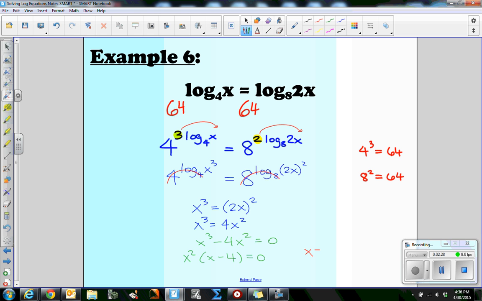X squared equals 0. Take the square root of both sides. X minus 4 equals 0. And we just have to plug those in to check for extraneous solutions. The 0 is a problem because I cannot take the log of 0. The 4 is okay.